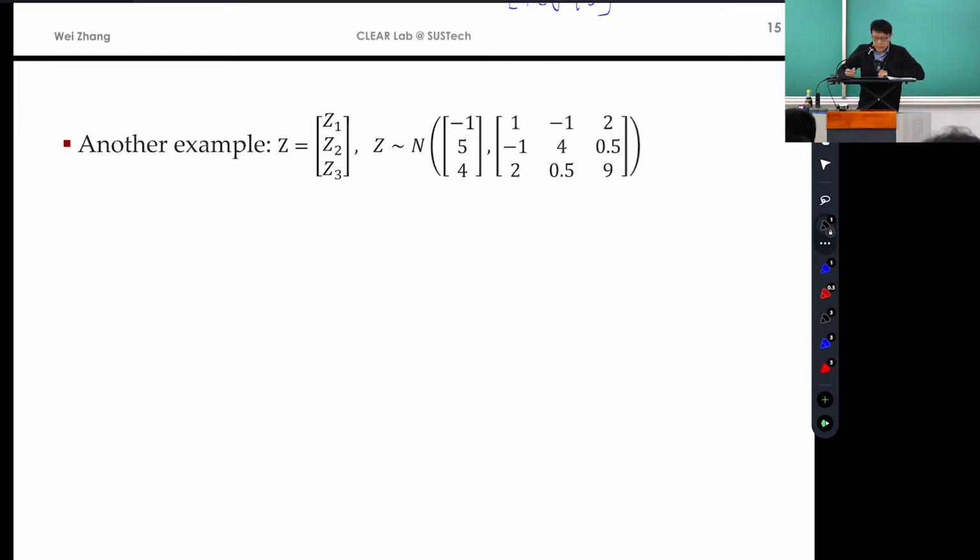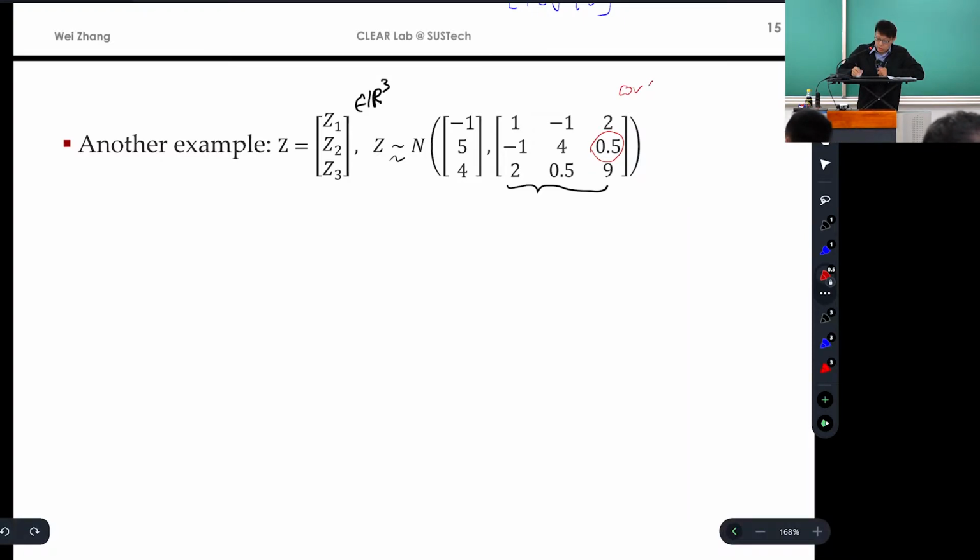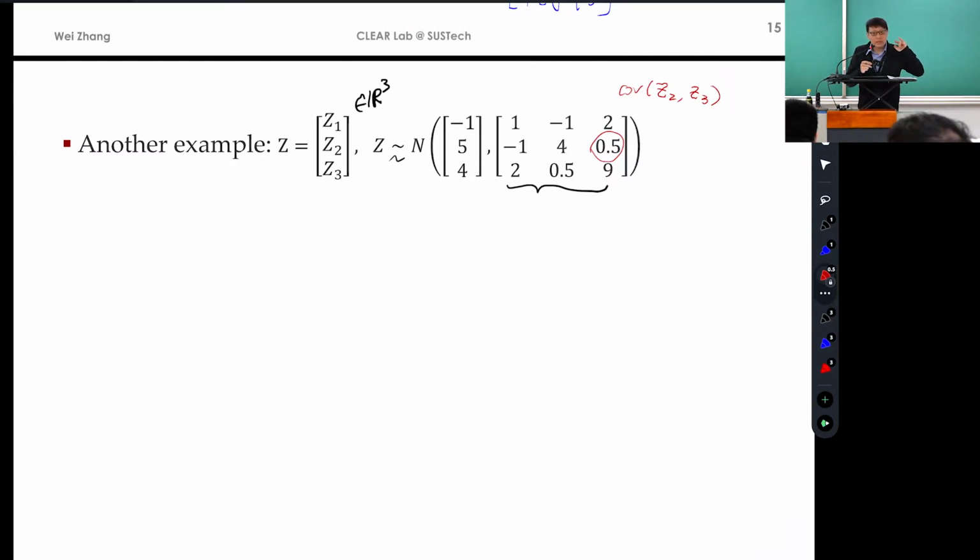Suppose I have a random variable z. I say z is distributed according to a Gaussian. Shuyan, is this Gaussian? Yes, right, I told you it's Gaussian. What's the dimension of this Gaussian random vector? 3, right? This is a Gaussian in R3, and this is the covariance matrix. Now I'm going to ask you how to read this matrix. What does this number, 0.5, mean? It means the covariance of Z2 with Z3. Each of these numbers is a covariance between certain components of the random vector. So you know everything about this random vector.